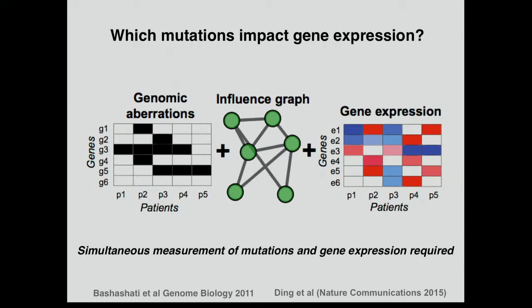We developed this method called xseq, and it takes as input a matrix of mutations in patients. This is a binary matrix: is this gene mutated in this patient? It takes a same-dimensionality matrix of continuous-valued expression measurements in those same patients. And then, borrowing from Ben, the notion of an influence graph, where we have connected genes, we want to ascertain: does the mutation impact expression in its connected genes in this influence graph?